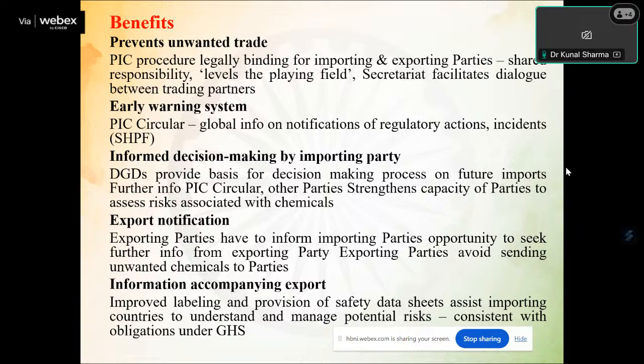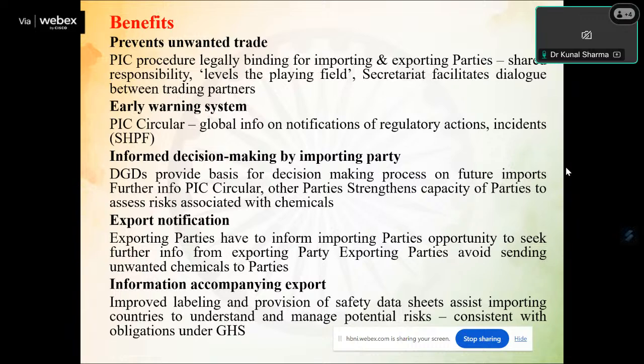Export notification, wherein exporting parties have to inform importing parties, gives an opportunity to seek further information from exporting parties. Exporting parties avoid sending unwanted chemicals to a party. With the help of this convention, we get notification: okay, this is much hazardous, this is not hazardous. All this information is there. And information on export is again related to GHS, wherein improved labeling and provision of safety data sheets assist importing countries to understand and manage potential risks under the obligations of GHS. So all these things are benefits which are not covered in the earlier Basel or Stockholm.